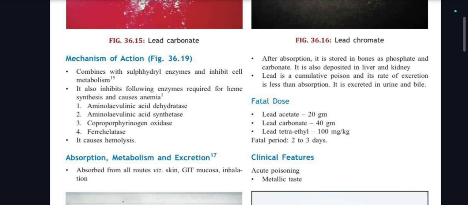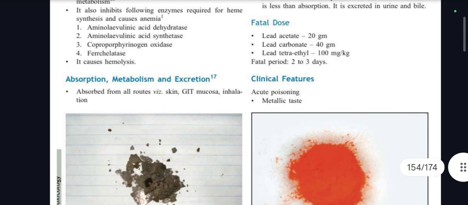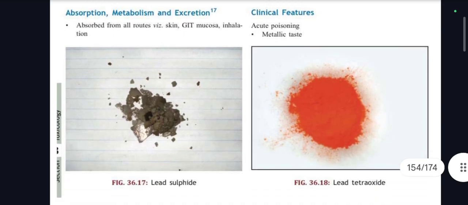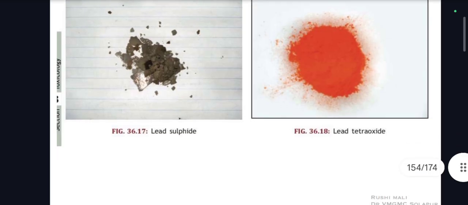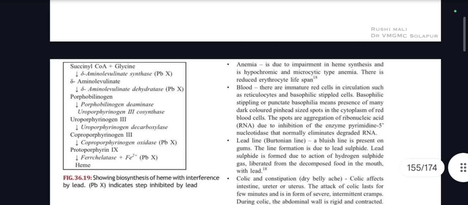What are the fatal doses? Lead acetate 20 grams is enough. Lead carbonate 40 grams. Lead tetraethyl 100 mg per kg. And the fatal period is 2 to 3 days. Now what are the clinical features? Lead has acute poisoning and chronic poisoning. In acute poisoning, there is a metallic taste. Here are pictures of lead sulfide and lead tetroxide. Lead tetroxide is orange in color.